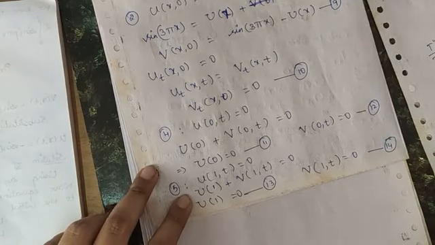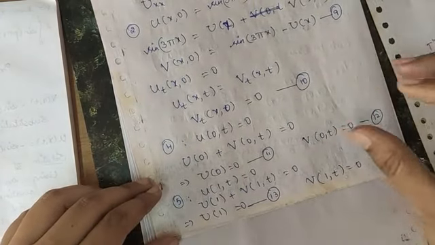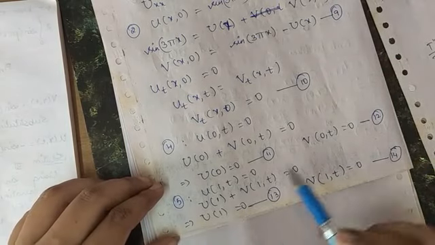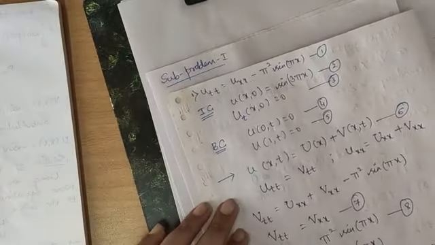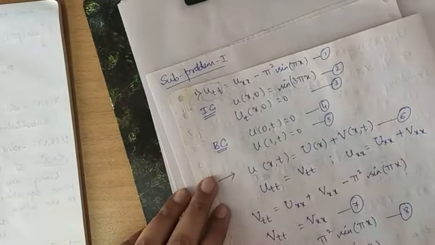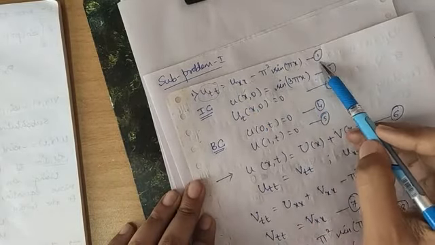Now I have to set up two sets of problems. I should write two sets of problems now. One is for U and another is for v. For subproblem 1, I will assume UTT as 0. So I will get UXX is equal to pi square sin pi x.